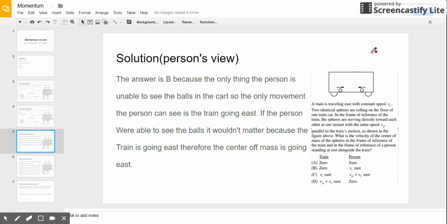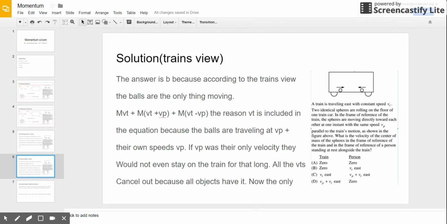We can see this by the reason it can't be C: the Vp should not make Vt appear to be going more to the east. The only thing the person is viewing is the Vt, so that's why it is B. Now that we know from the person's point of view it has to be Vt east, now let's explain why from the train it has to be 0.